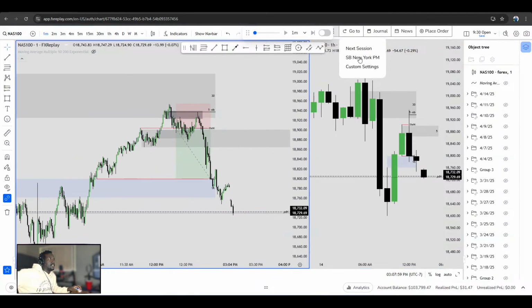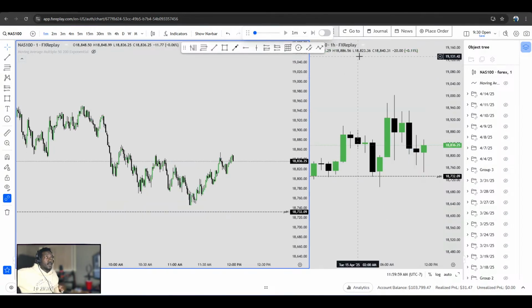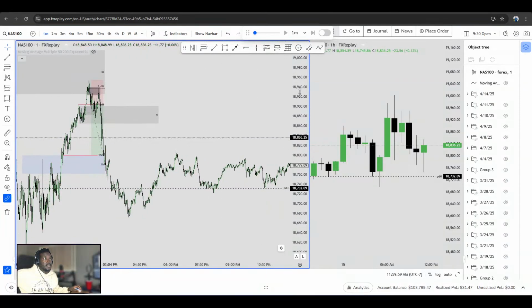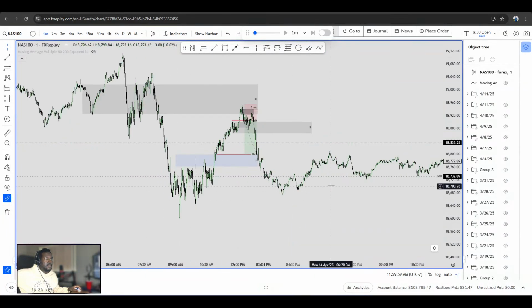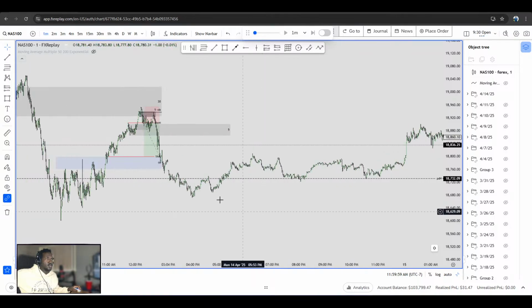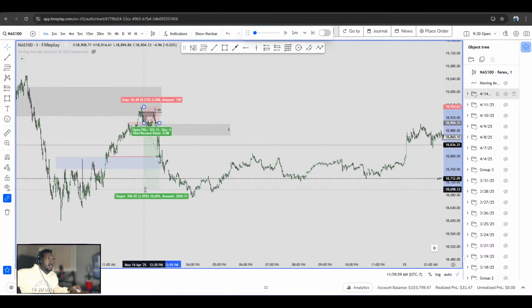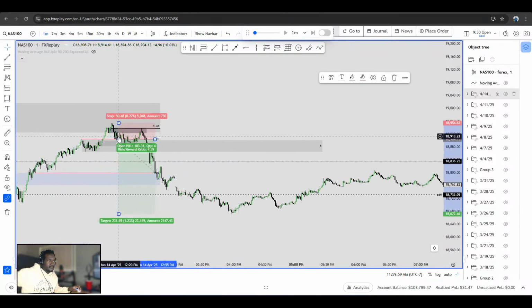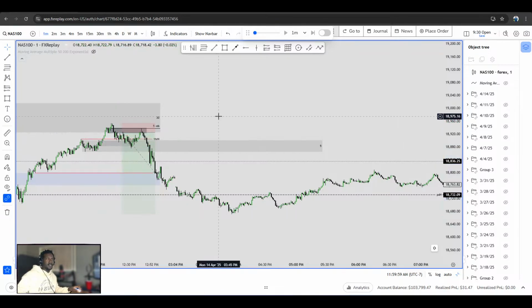Let's go to the next day. I want to know how far did we go, brother. How far did we go with this set? Damn. So the potential was 1:4.6, and if I got that like perfect entry, the potential would be 7R.